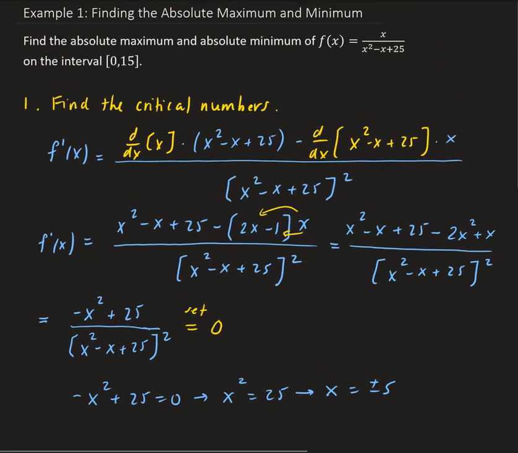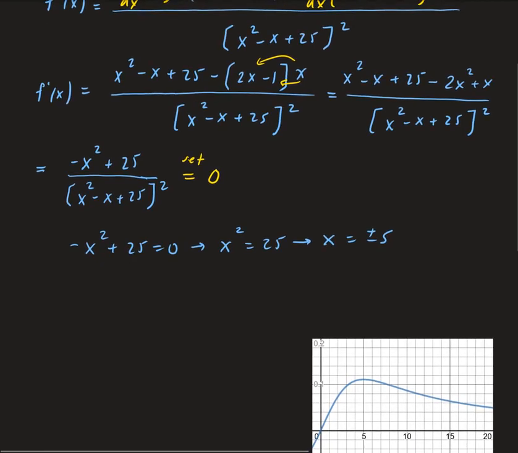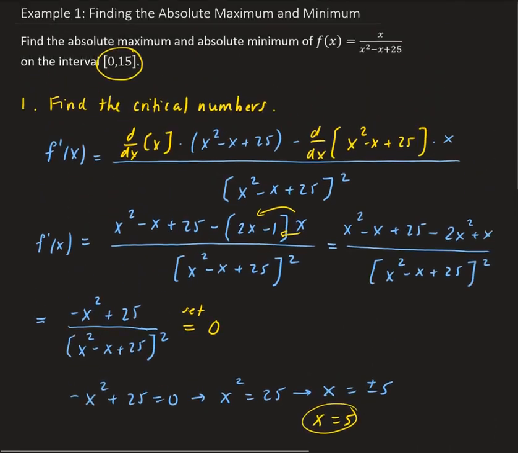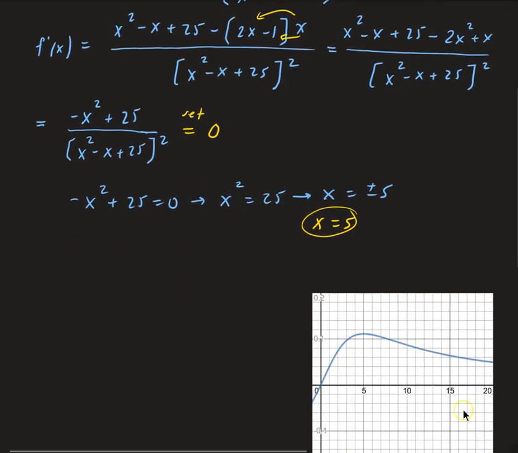However, we're only interested in looking between 0 and 15. So we're just going to have a critical number of 5 here. So we're just going to look at x equals 5. Again, negative 5 is not in the interval between 0 and 15, so that's why we look at 5.